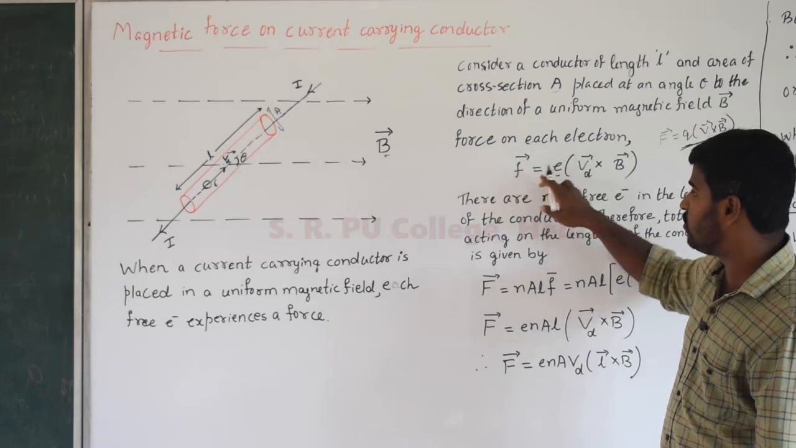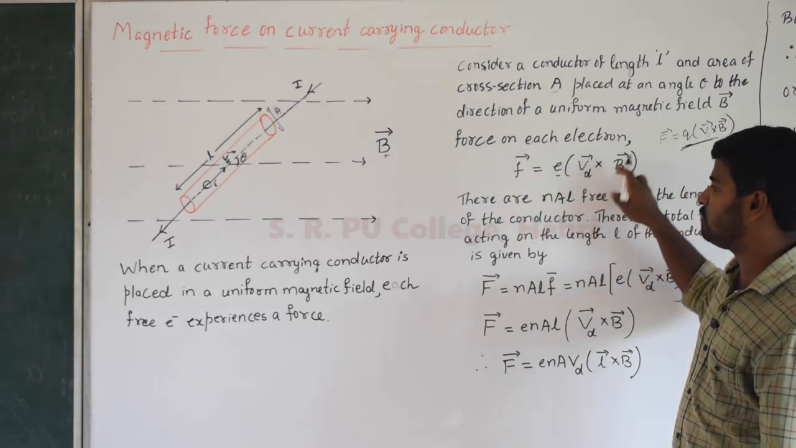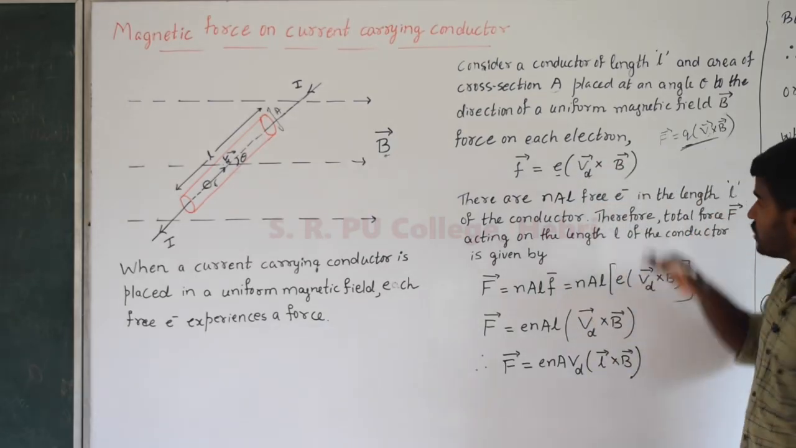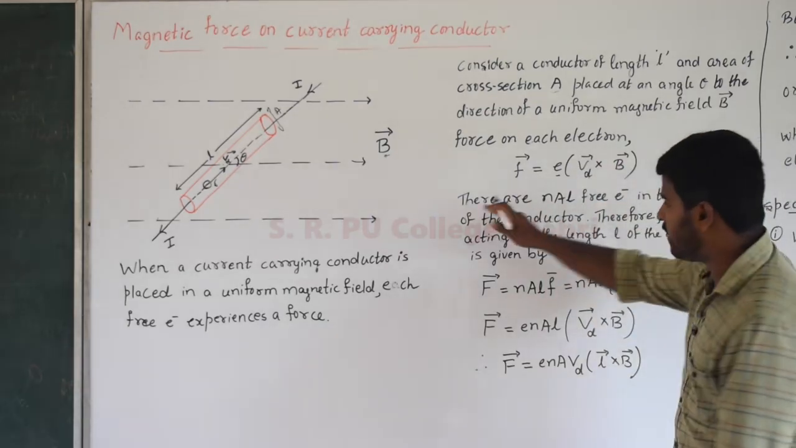Small f vector is equal to E into VD vector cross B vector. Is it clear? Are the students following? Any doubts on the equations? Yes, the next. See here, look at what term is coming.